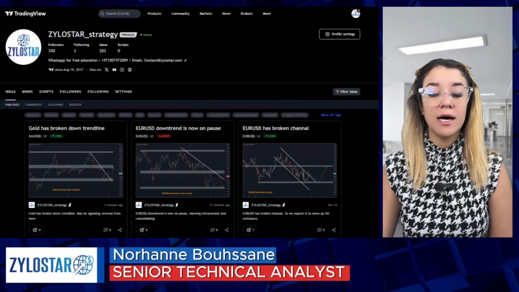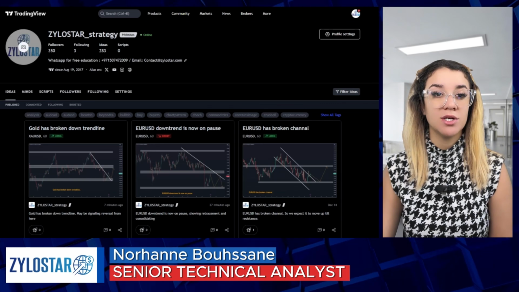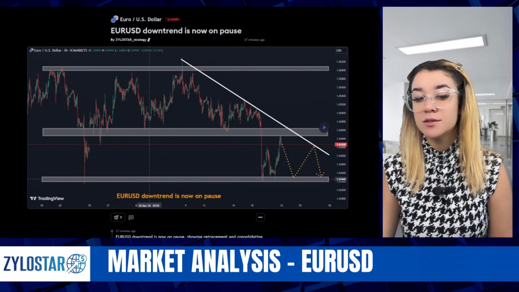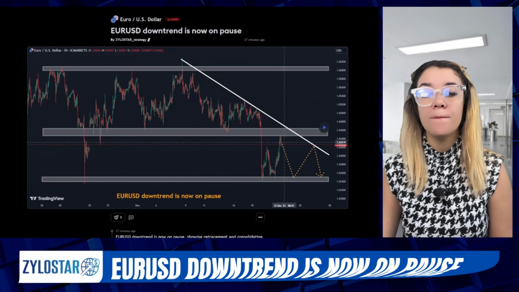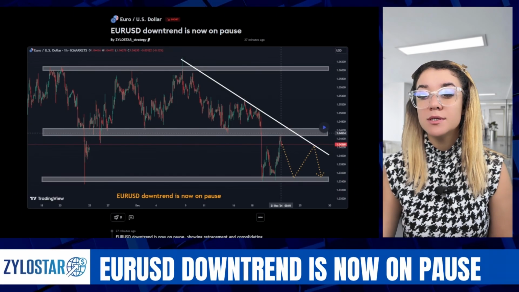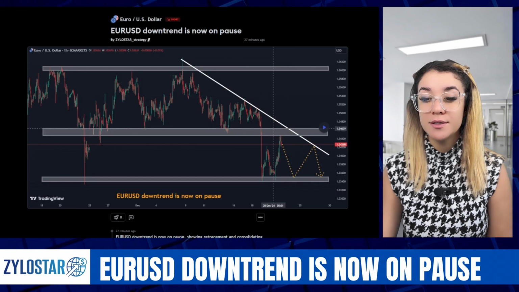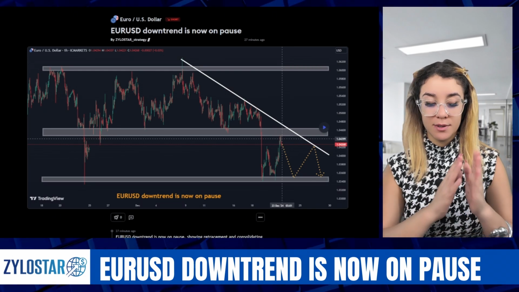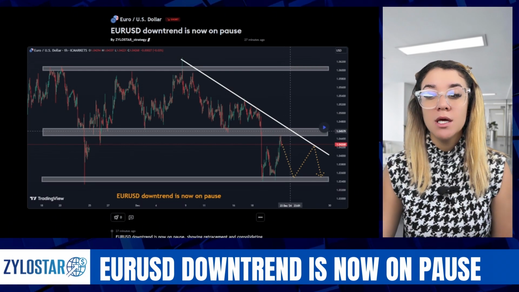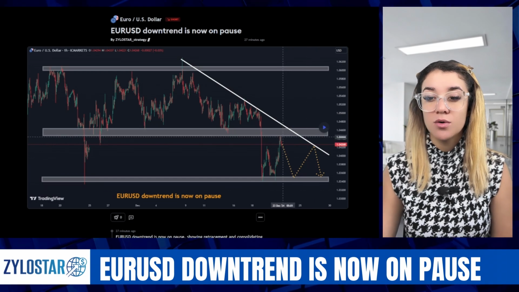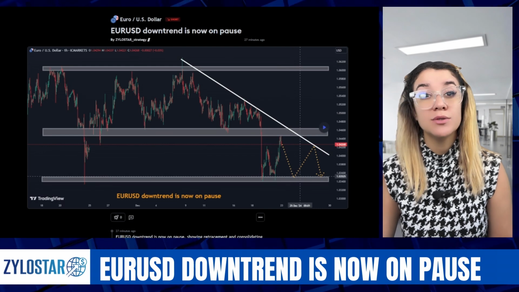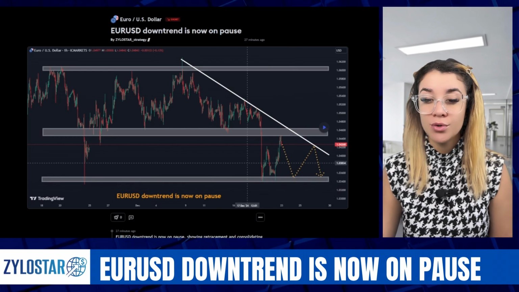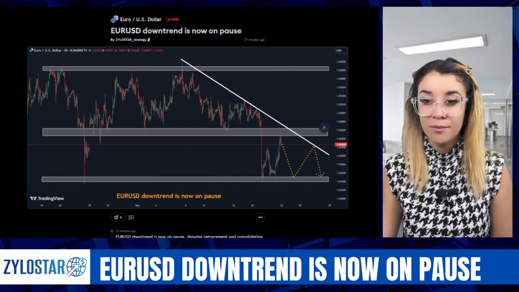So we'll take the gold analysis and the EUR/USD and let's check what the Zylostar strategy team is posting. In EUR/USD, as we can see guys, the downtrend is now on pause. It comes to our support to resistance area, from this support level. Now what we can expect is a range between this support and this resistance. The next movement may come to this support again and we can take orders from this support. This is regarding the EUR/USD in the 1 hour time frame.